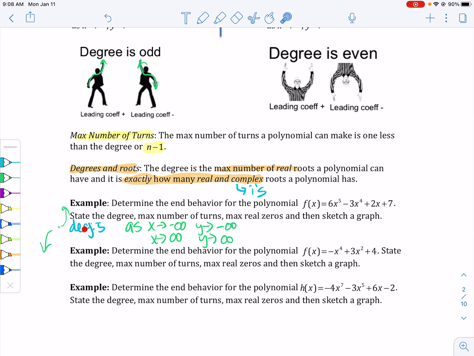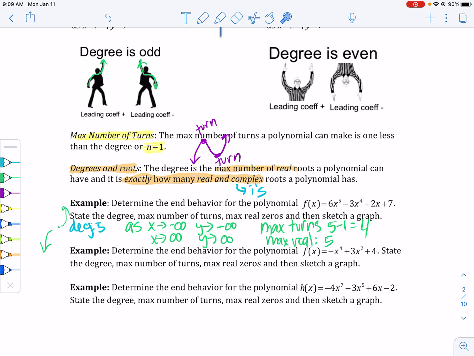Since the degree is 5, the max number of turns is 1 less than that. So the max number of turns is 4. So your turns, this would be a turn, this would be a turn, right? It's the thing that creates your hills or your valleys. So the maximum number of times I could turn would be 4. Okay? The max real zeros is the degree, which is 5. Okay? So I would have a maximum of 5 x-intercepts, or zeros or roots or solutions.